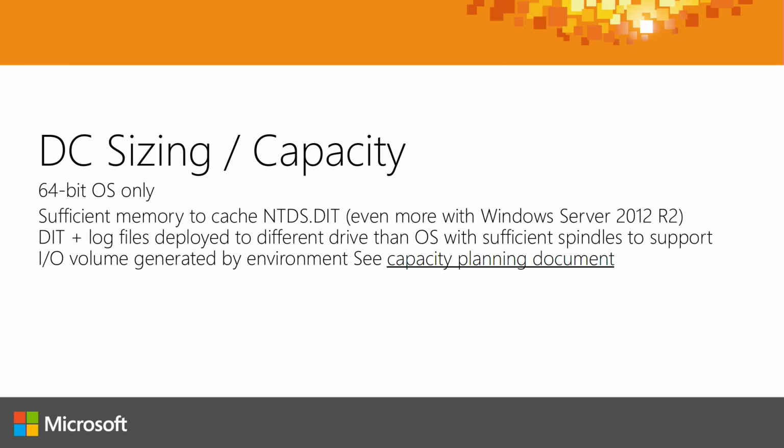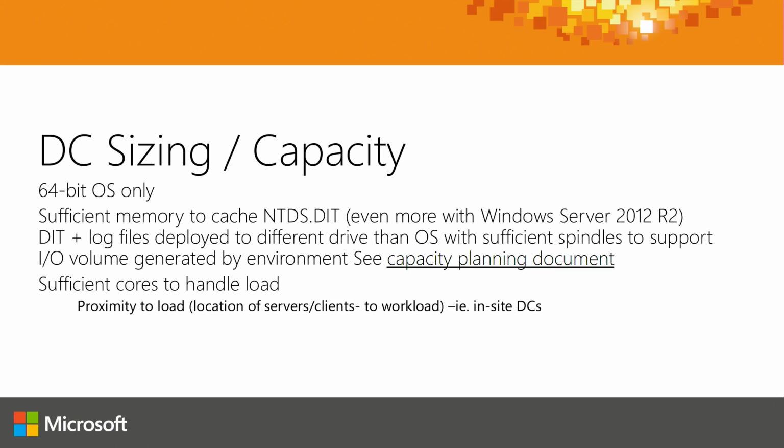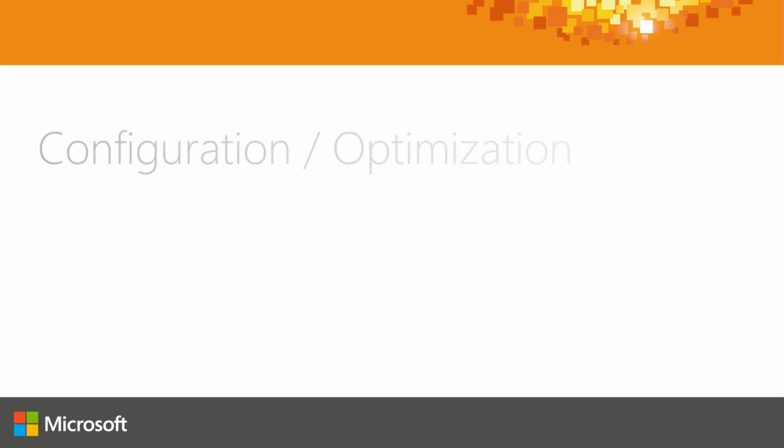Once again, I'm going to make a reference to that capacity planning document for that level of detail you're going to want. There's a lot more than I can cover in this session. Make sure you have sufficient cores to handle the load, and you only know that if you're doing that capacity and performance monitoring. Proximity: have your DCs in the same site as your applications. That's preferable. Have sufficient boxes to handle availability and redundancy. Once again, more capacity planning stuff.